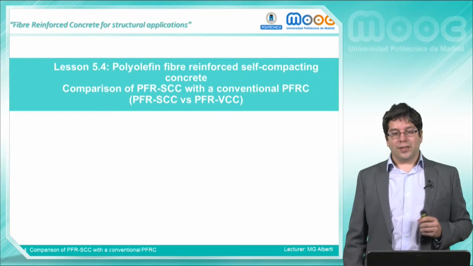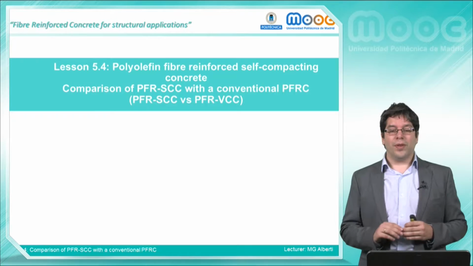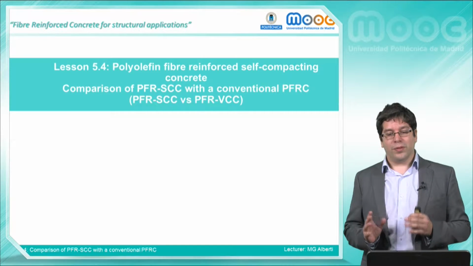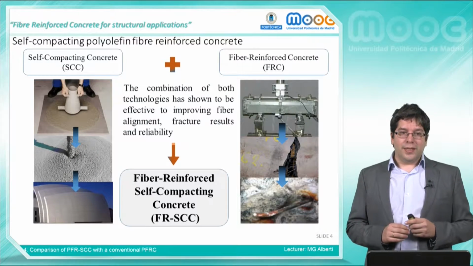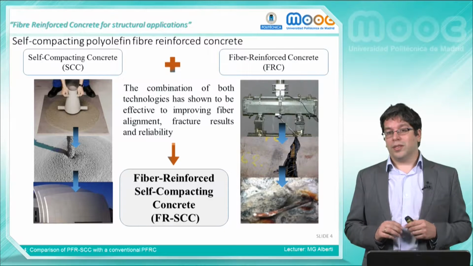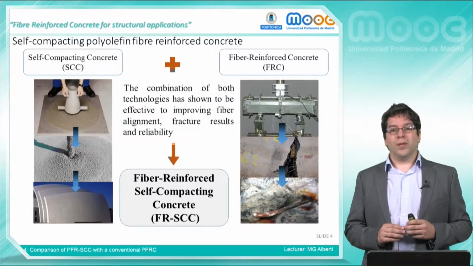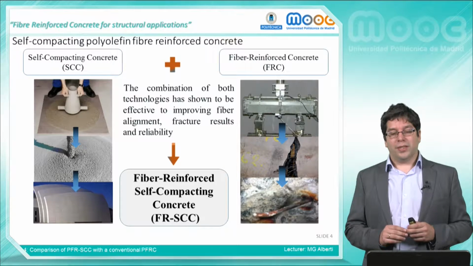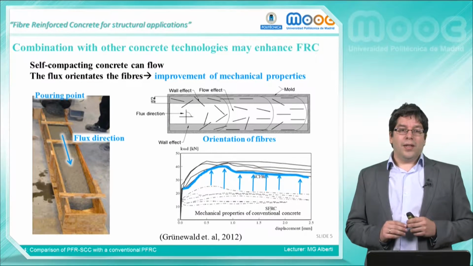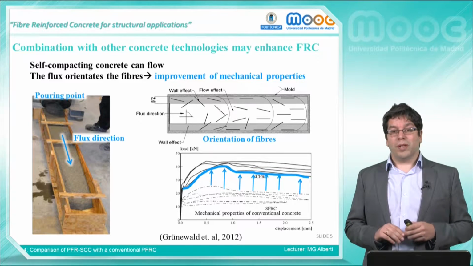This lesson entails a comparison of polyolefin fiber reinforced self-compacting concrete with a conventional polyolefin fiber reinforced concrete. As has been previously explained, recent trends for fiber reinforced concrete are in the context of high-performance concrete, and among those, the combination with self-compacting concrete is currently the one that has shown more advantages. Concisely, with steel fiber reinforced concrete, research has shown that remarkable improvements can be noticed in the fracture behavior.